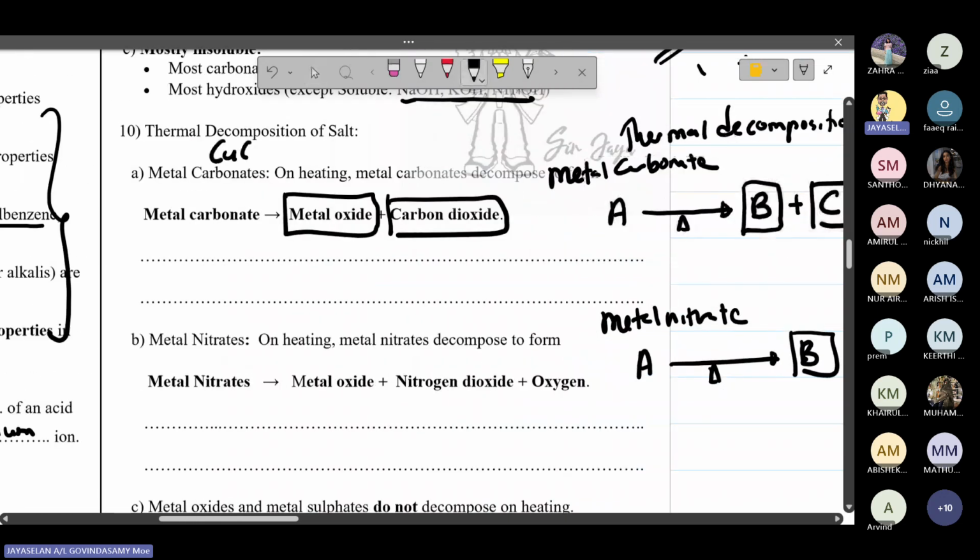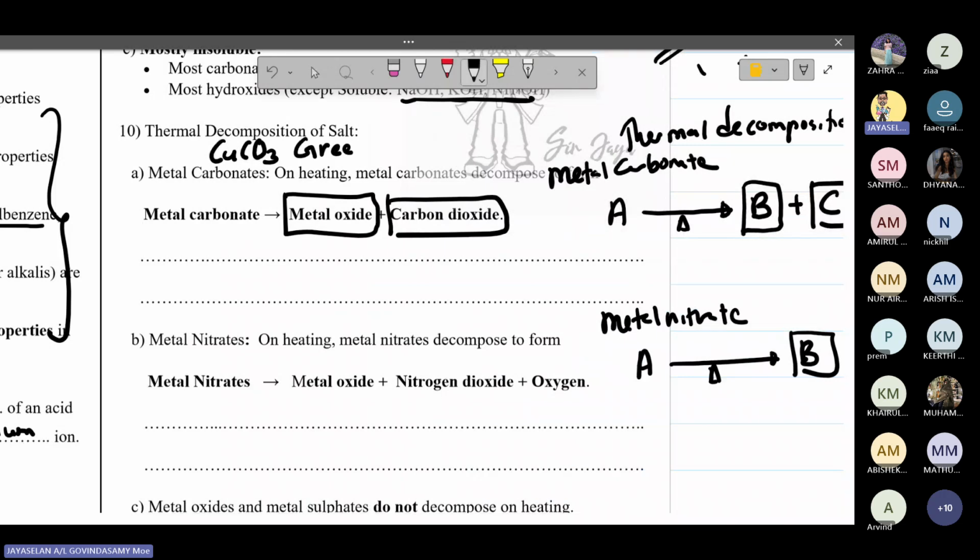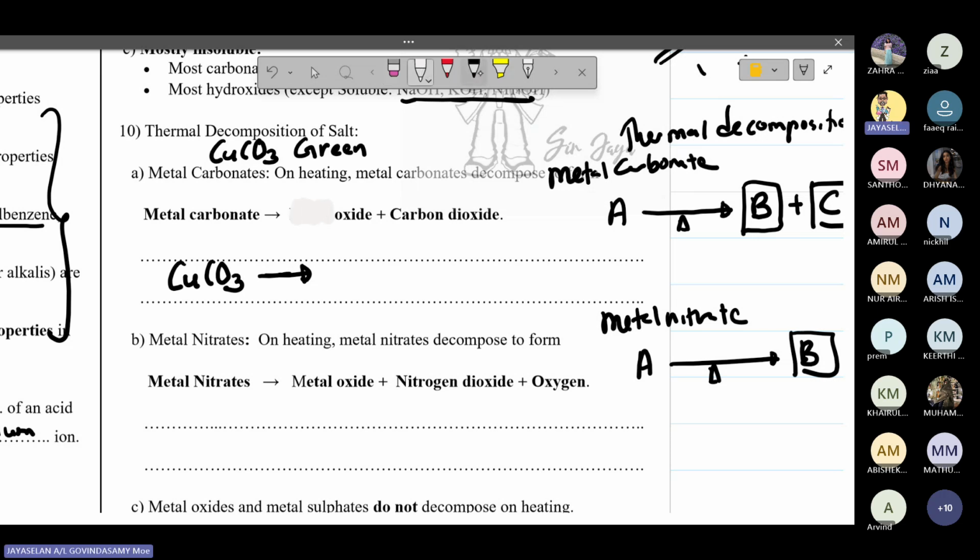Write down this one. Copper(II) carbonate. It is known as what color stone? Crystal. Green. Okay, I take one example. Copper(II) carbonate. What metal is present? Copper, betul kan? Apa you buat? You padam ni, padam copper. What is the formula of copper oxide? CuO. Then you take the carbon dioxide, put here, settle. You already score 1 mark.